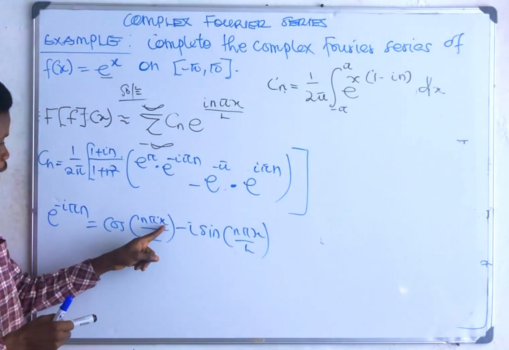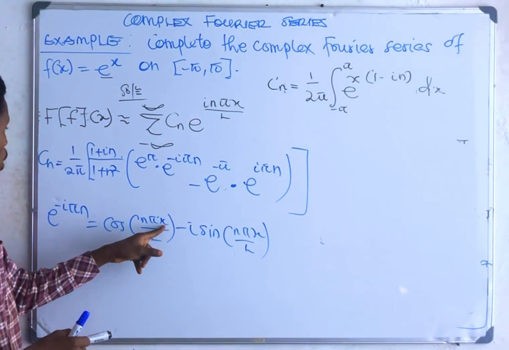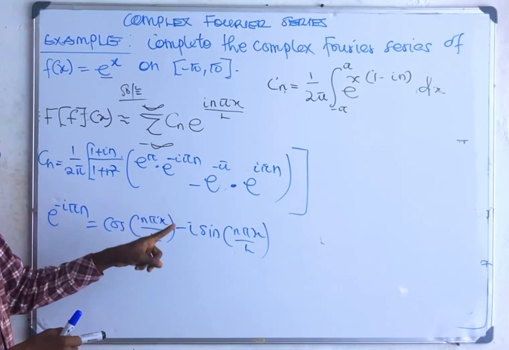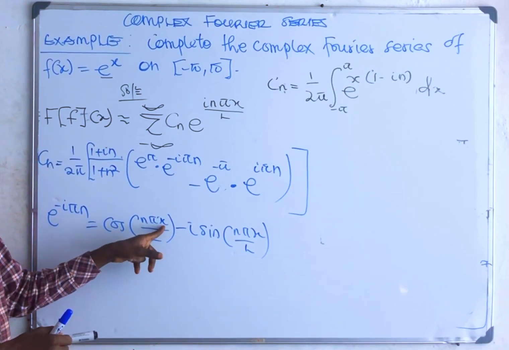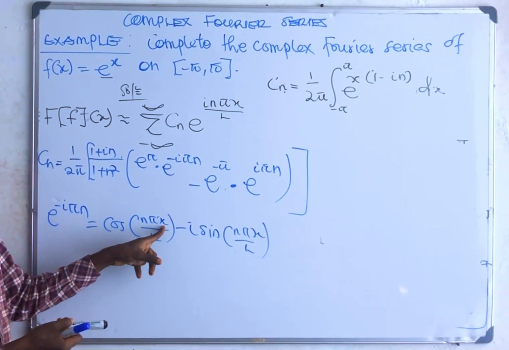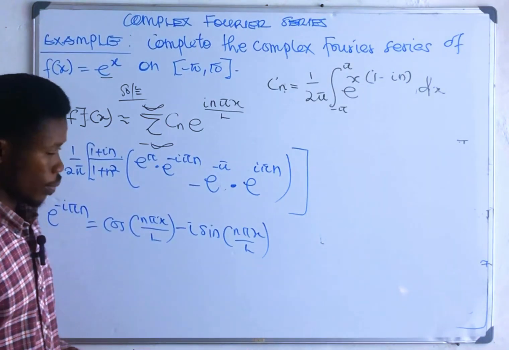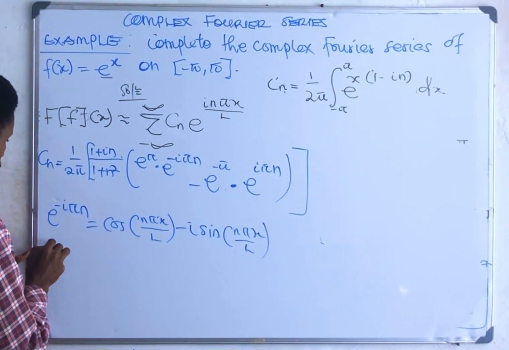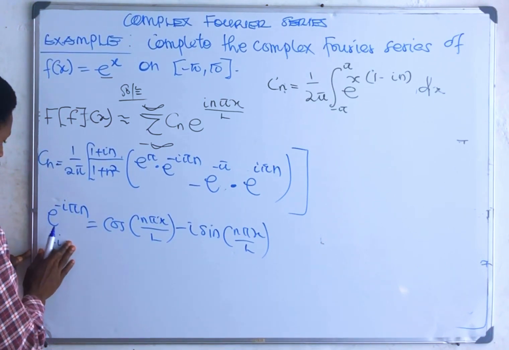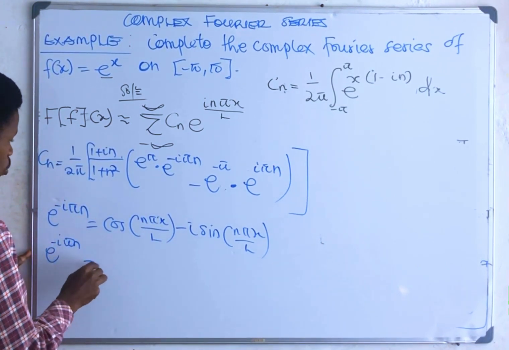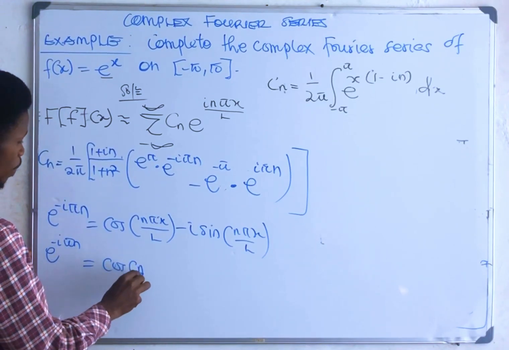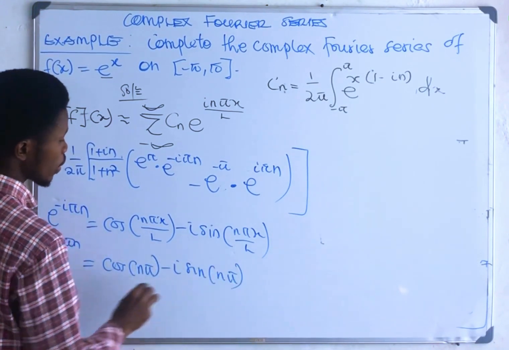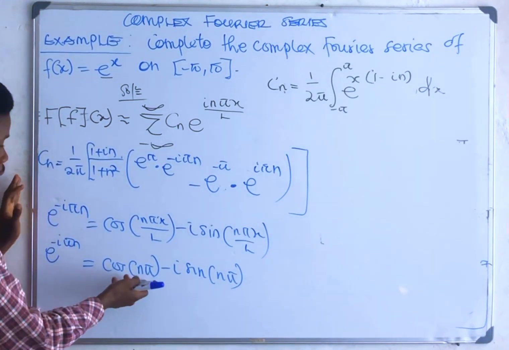And that x again is a pi, because the limits that were given to us were negative pi to positive pi. So when you put the pi there, you see that it will still go. Is that okay? Good. So let's see that. e to the power negative i n pi is going to be cos n pi minus i sine n pi.